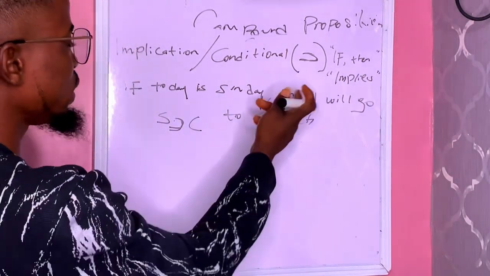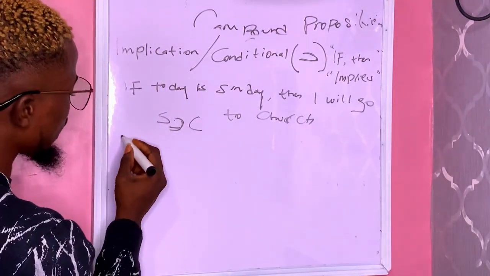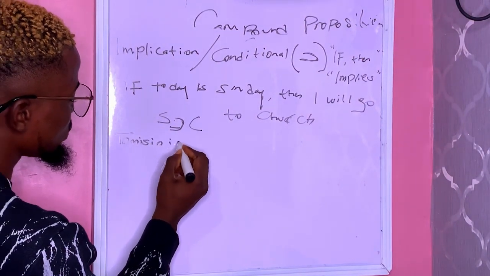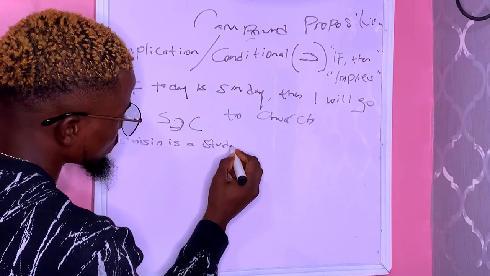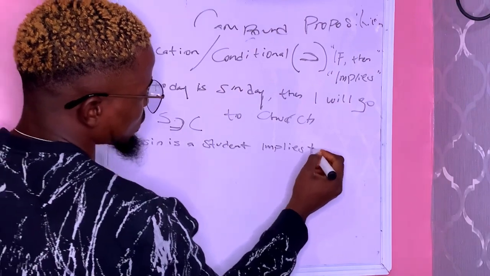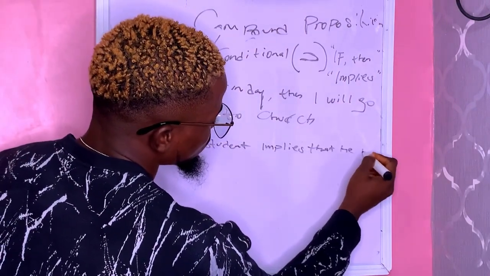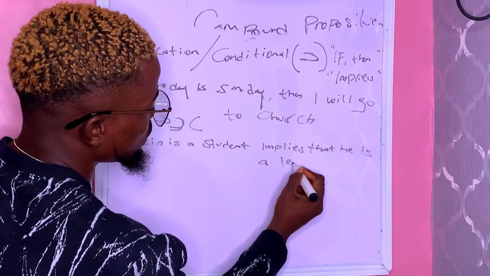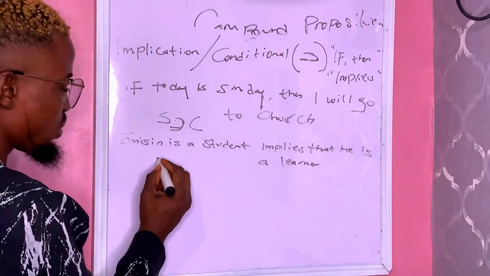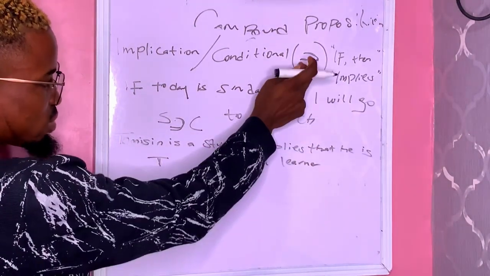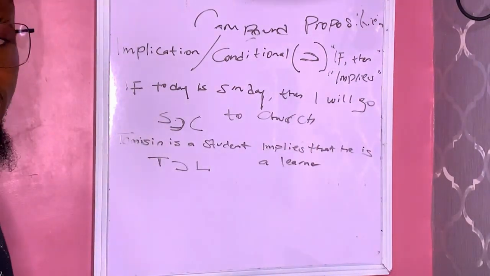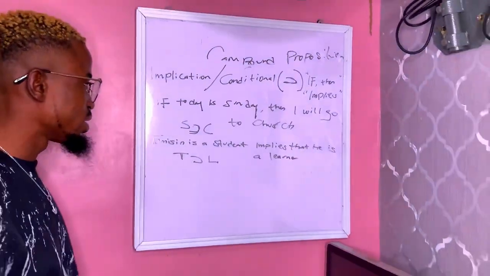Let me give another example using "implies". Let's say we have something like, Tomisin is a student, implies that he is a learner. To symbolize this, all I need to do, Tomisin is a student, I'm representing it with T, implies that with this sign, he is a learner, L. So it's as simple as that. There's no magic or anything about it.